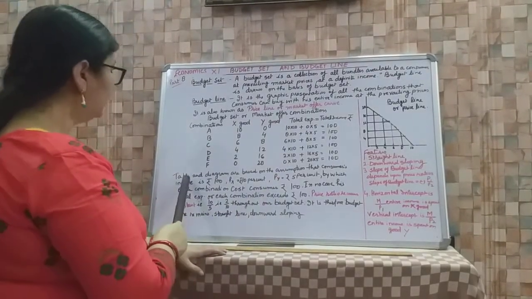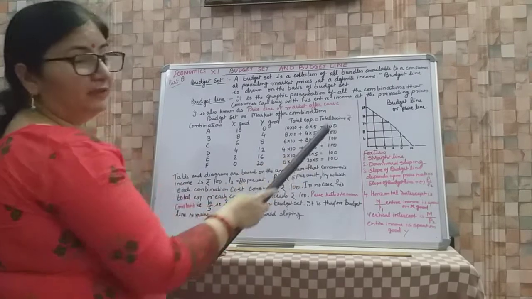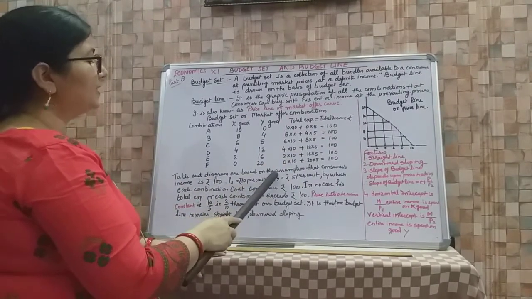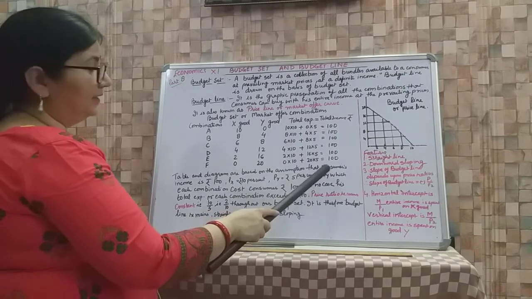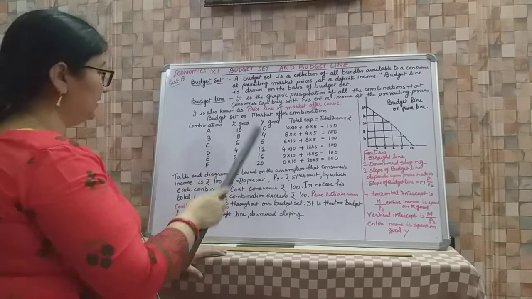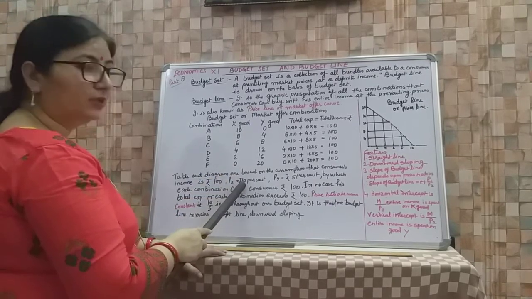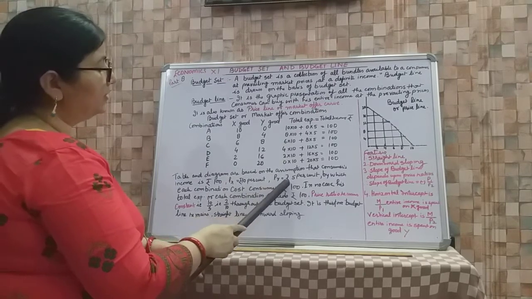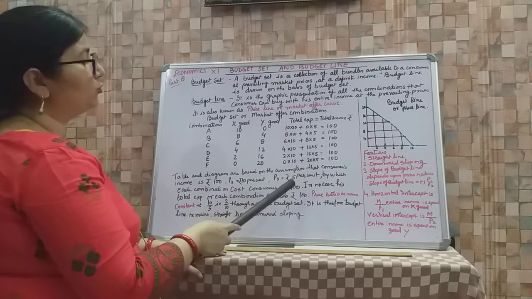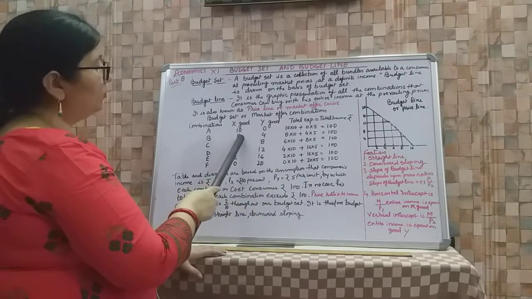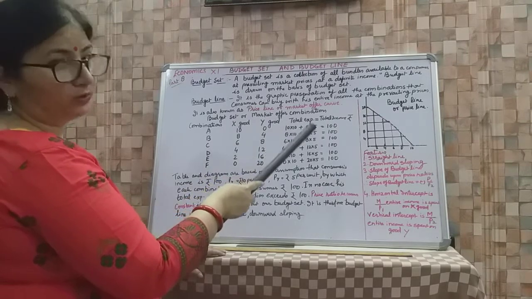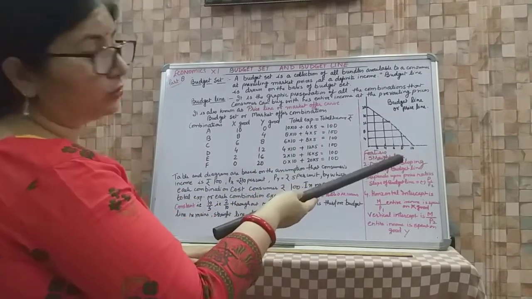The diagram we will discuss afterwards, but first see the table. It is based on the assumption that the consumer's income is rupees 100. The price of X good is rupees 10 per unit and the price of Y good is rupees 5 per unit, and he has to choose both of them. So how many units of X good and Y good will be chosen? That depends on total expenditure being equal to total income.